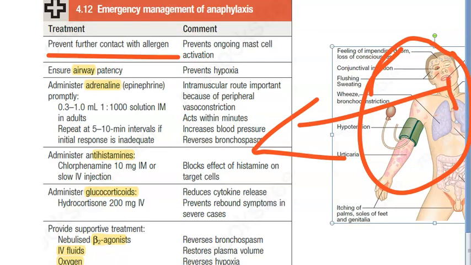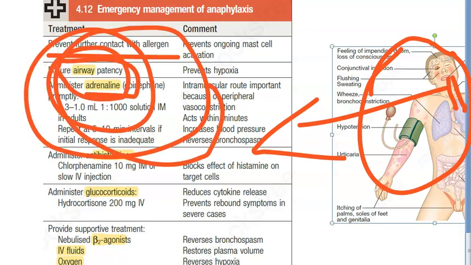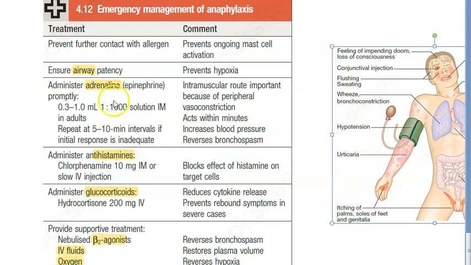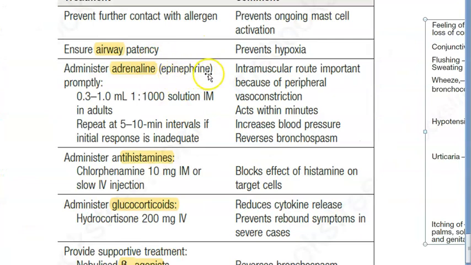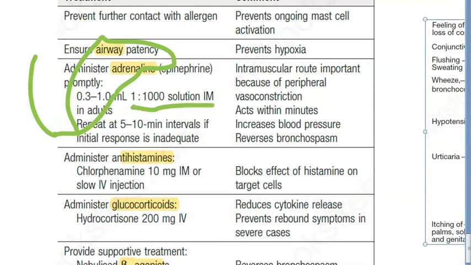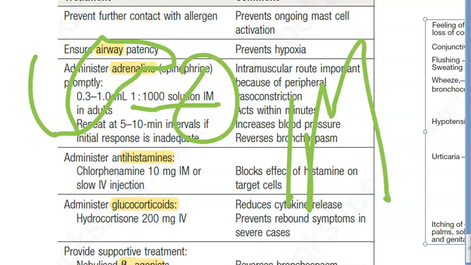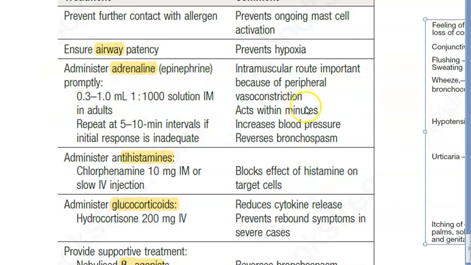You are going to check if the airway is patent. Then you are going to administer adrenaline. Very, very important to understand. Adrenaline is the one that is going to save the life. Adrenaline, the emergency drug, is also called epinephrine. You're going to give 0.3 ml. Come on, guys, say 0.3 ml of adrenaline, a 1:1000 solution. You will give it by the intramuscular route, important, because of peripheral vasoconstriction. That's what they have written here.